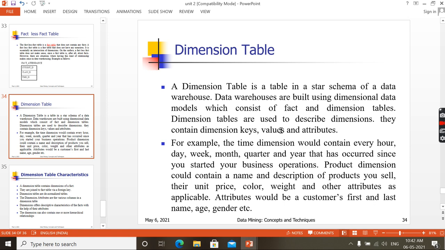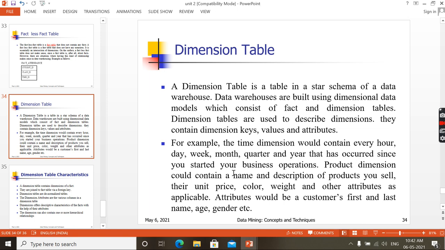For these attributes we have values. Let us see examples of dimension tables. For example, the time dimension would contain every hour, day, week, month, quarter, and year. These are the attributes of the time dimension table.